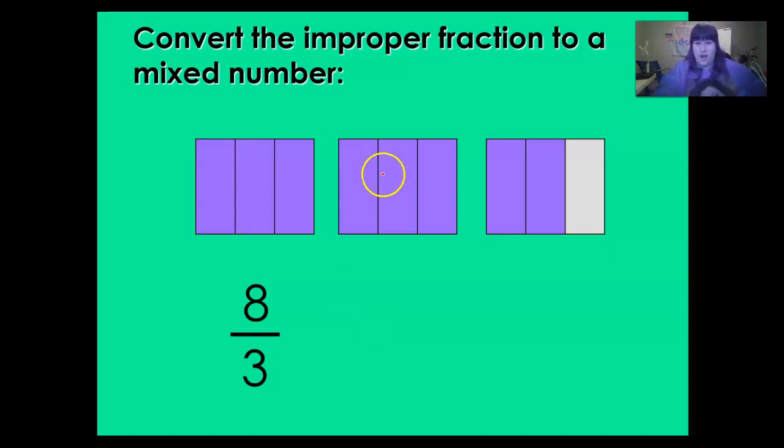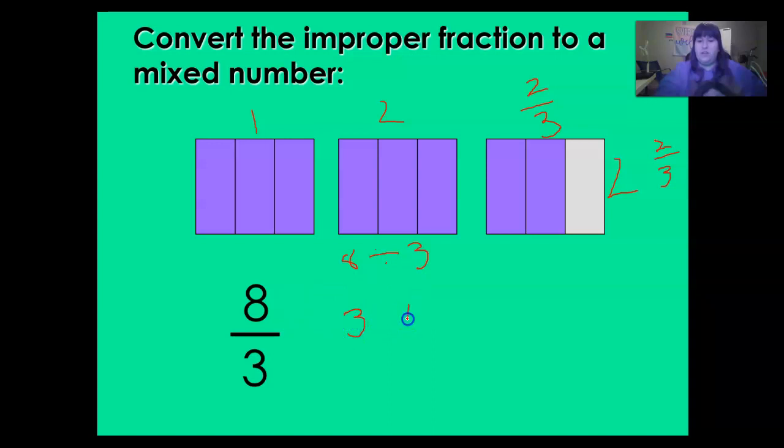8/3. Try it with the model first. What mixed number is represented here? 2 wholes and 2/3. So the answer we should get should be 2 2/3. Let's see if that works. All right, 8/3. That means we have to do 8 divided by 3. That's what we're going to try to solve. Divide the numerator by the denominator.